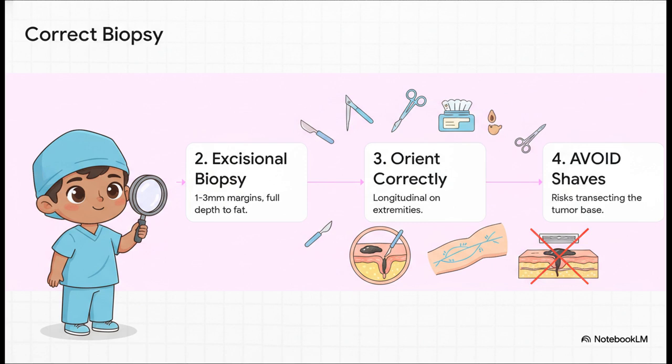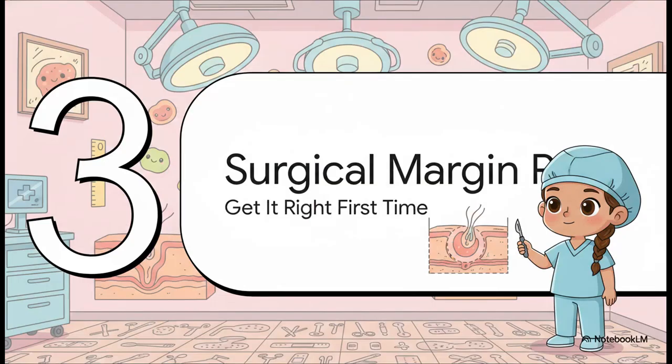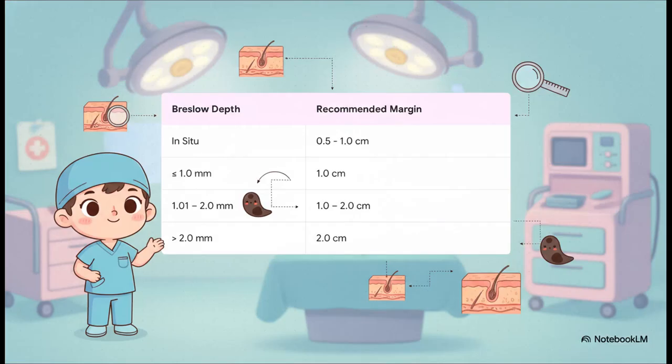Because you can cut right through the bottom of the tumor, making it totally impossible to measure the true Breslow depth. Okay, now that we have our diagnosis and we have our stage, let's talk about the definitive local treatment. These are the surgical margin rules. They are rigid, they are highly testable, and you gotta get them right every single time.